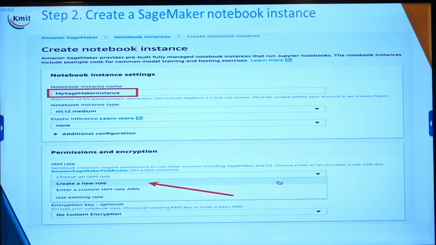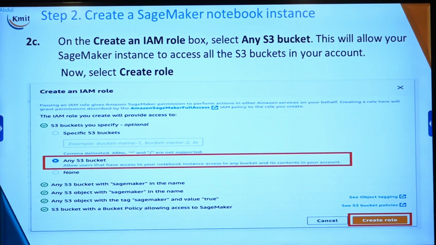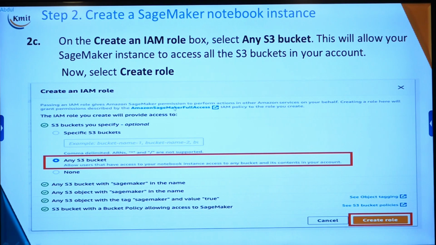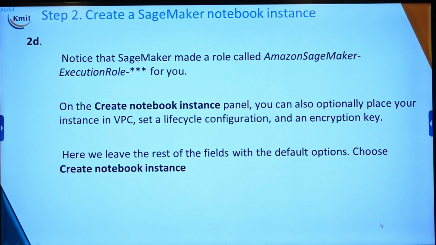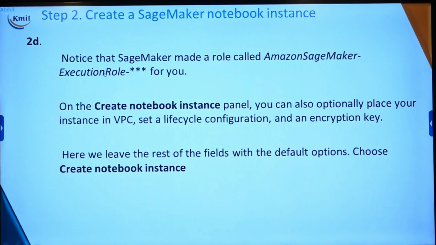Once you create a new role, I'll go to IAM. In the IAM, the next part is that you are going to select any S3 bucket. This will allow your SageMaker instance to access all S3 buckets in your account. Once this is selected, you click create role. Once the role is created, you will see it as the Amazon SageMaker execution role.